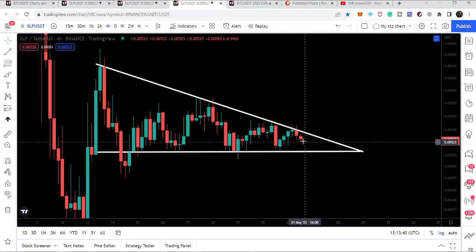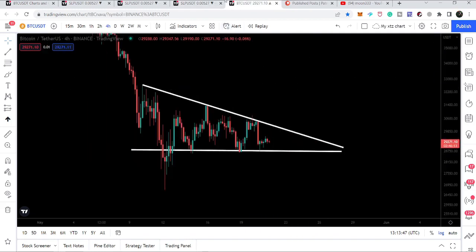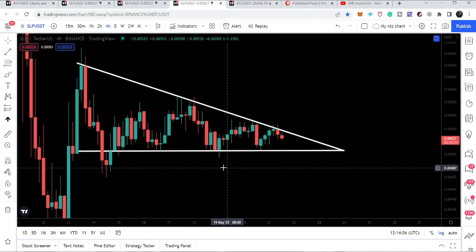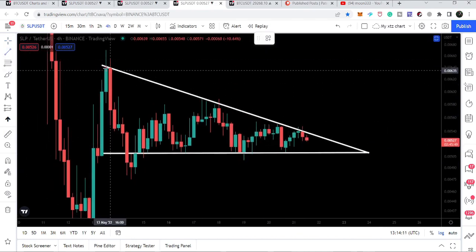Maybe within a few hours it will move more inside this triangle, but it can break out of this triangle before the breakout of Bitcoin, or maybe it will break down if Bitcoin breaks down the support of this triangle. This is, by the way, very strong support for Bitcoin, because here we also have a very long-term and strongest support of Bitcoin at $28,600 that has not been broken down since January 2021.